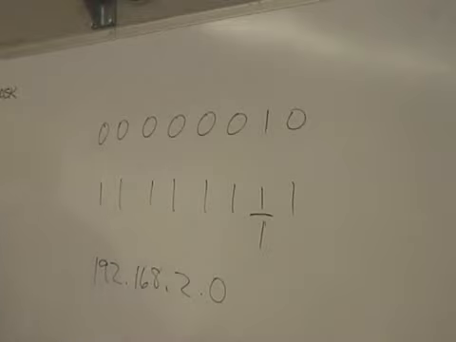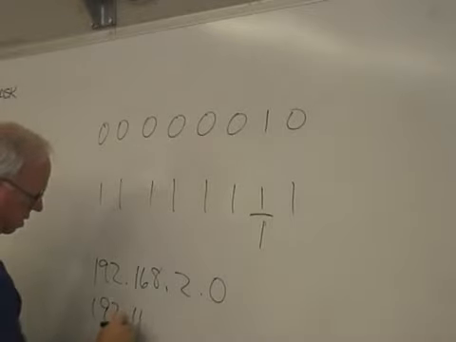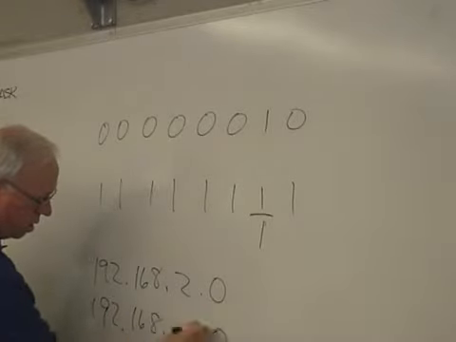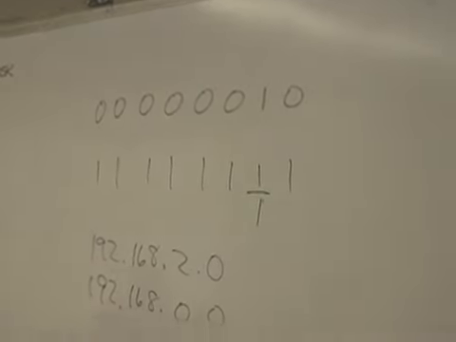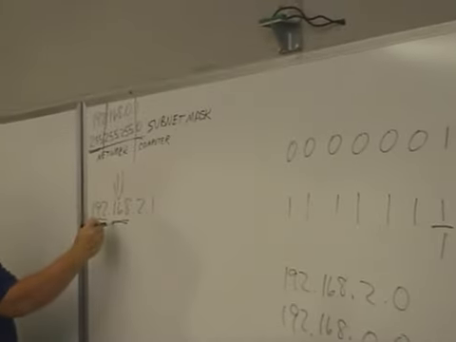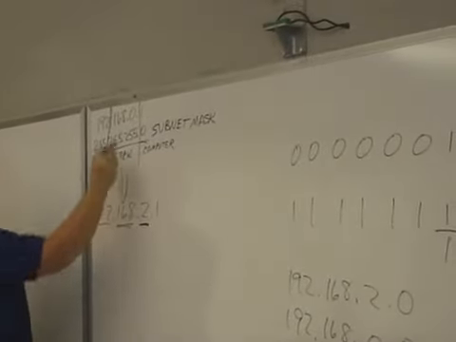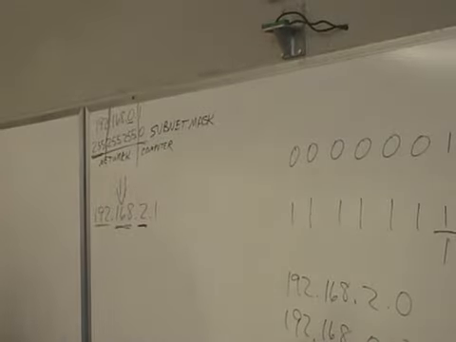192.168.2.0. If I did the same thing with my address, and that's what you have to do, you do it with my address and then with the target address. If I did that same function with my address, what am I going to get? Everybody see that? The only difference is, this is all going to be the same. It's not going to change until I get to this octet, because mine and where I'm trying to go are different.